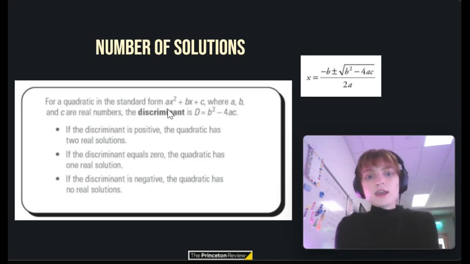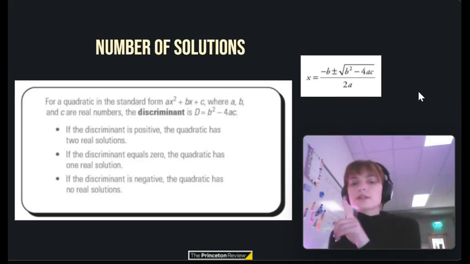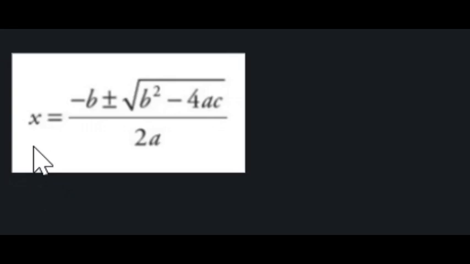from a quadratic equation. So if the discriminant is positive, the quadratic has two real solutions. If the discriminant equals 0, the quadratic has one real solution. And if the discriminant is negative, the quadratic has no real solutions. Above, you will see the quadratic formula. x is equal to negative b plus or minus the square root of b squared minus 4ac over 2a. It is worth noting that the discriminant is everything we see under the square root symbol.